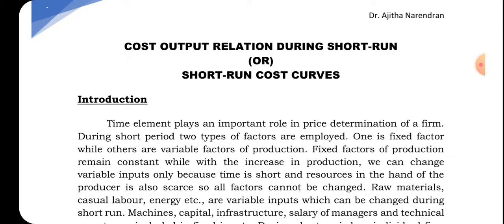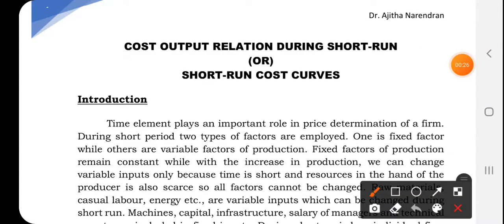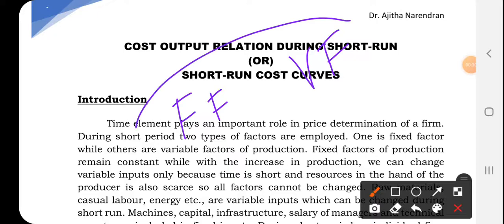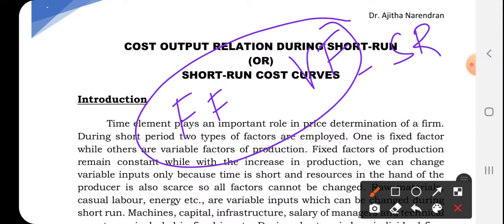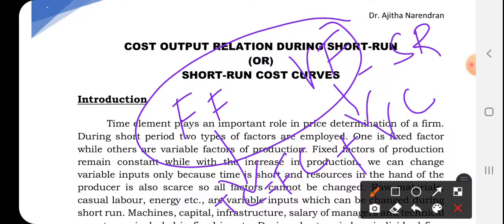During short period we are having two kinds of factors known as fixed factor and variable factor. These are the two factors which we are having during short run. Whatever expenses you are incurring in order to have the fixed factor is known as fixed cost, and the expenses incurred on variable factor is known as variable cost. So during short run the total cost is equal to fixed cost plus variable cost. The total cost is the sum total of fixed cost as well as variable cost.